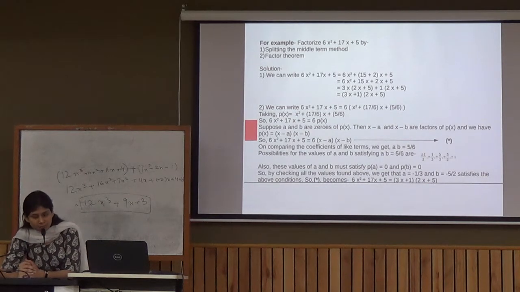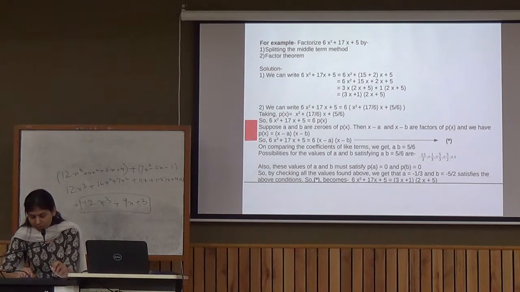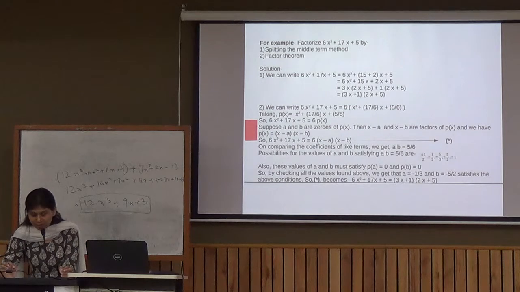Now, by using the hit and trial method, we find the possibilities of a and b such that ab is equal to 5 by 6. Here we get plus minus 1 by 2, plus minus 1 by 3, plus minus 5 by 3, plus minus 5 by 2 and plus minus 1. Also, please note that since a and b are zeros of the polynomial, we must have p(a) and p(b) equal to 0. Now, checking the values which we have just found by hit and trial method for p(a) equal to 0 and p(b) equal to 0, we get that a is equal to minus 1 by 3 and b equal to minus 5 by 2 satisfies the above conditions.